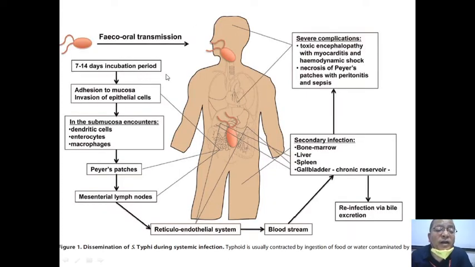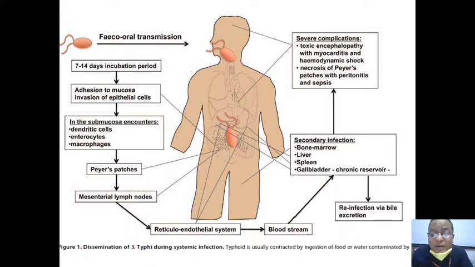So after 7 to 14 days of incubation, it is already adhered to the intestinal mucosa, and then in the submucosa it will encounter dendritic cells. In the Peyer's patches, enterocytes, macrophages, the gut associated lymphoid tissue, and over a period of time this organism will be carried from the Peyer's patches, mucosal associated lymphoid tissue, to the mesenteric lymph node, inside the macrophages and dendritic cells, and this will go to the reticuloendothelial cells, mostly the liver and the spleen.